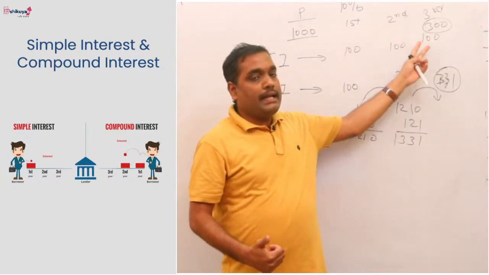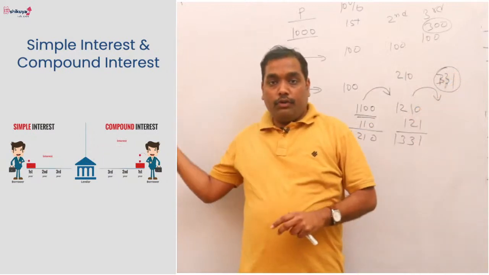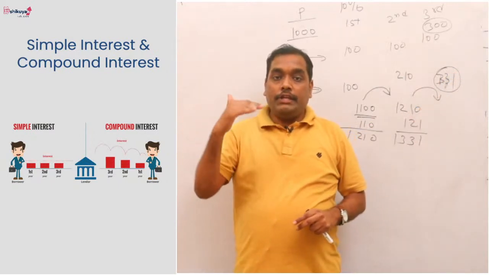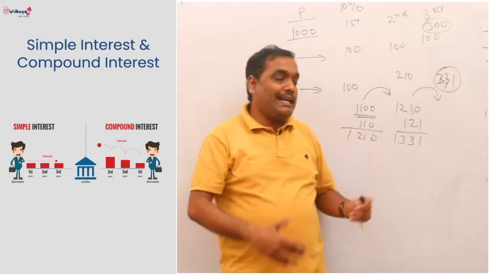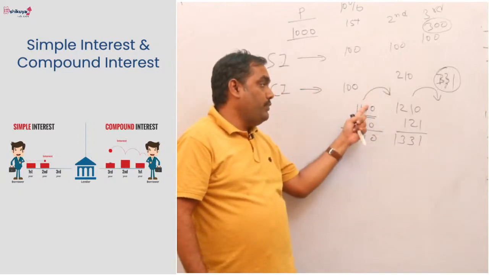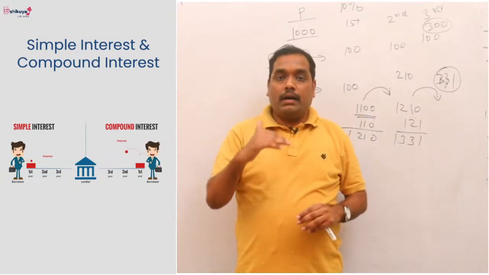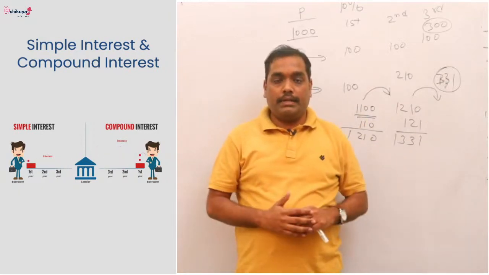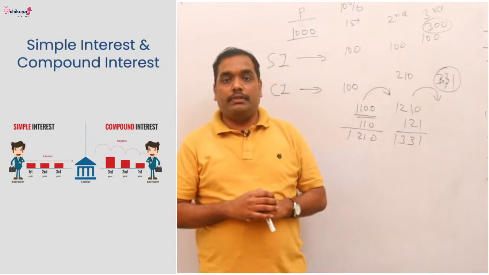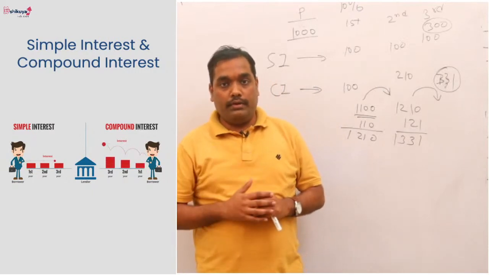For each year we are getting 100 rupees. But for compound interest, you are getting an increase in the interest amount each year, as we are calculating the interest with respect to the previous year's amount. So we are getting more returns in compound interest as compared with simple interest. That is the basic difference between these two. I hope you get this point.